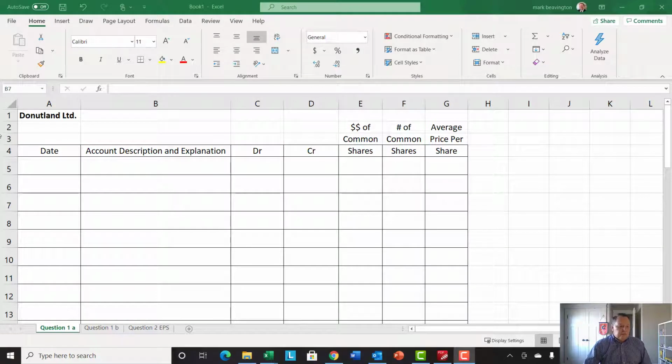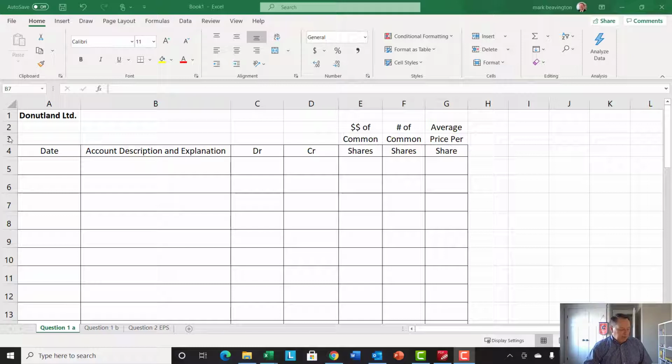All right, this is the solution for Blackboard assignment number 2. And we've got question 1, part A, and part B, and question 2. So let's jump into part A. Part A is journal entries to record all the transactions.